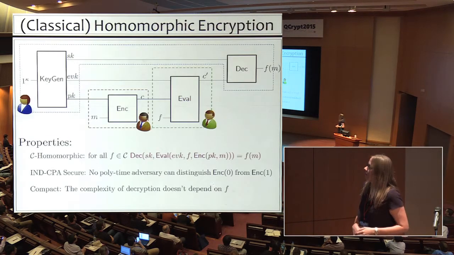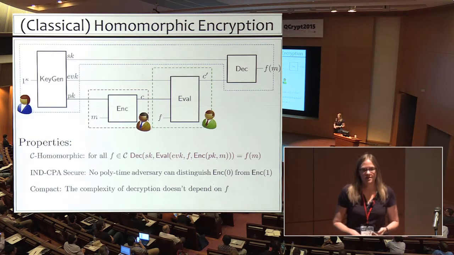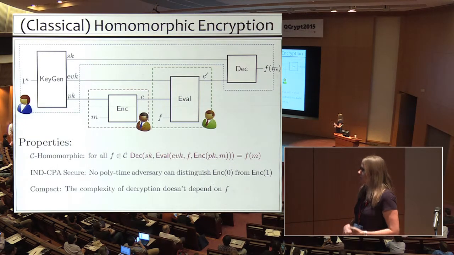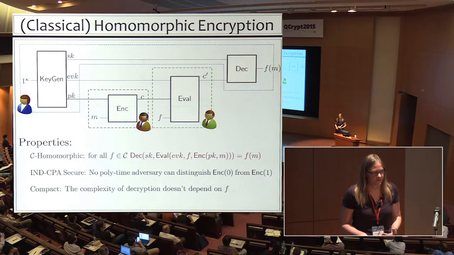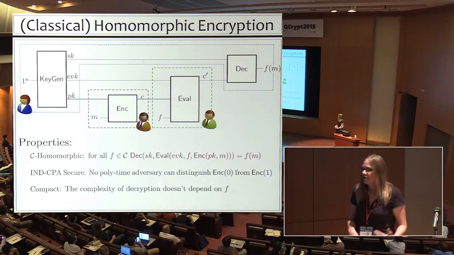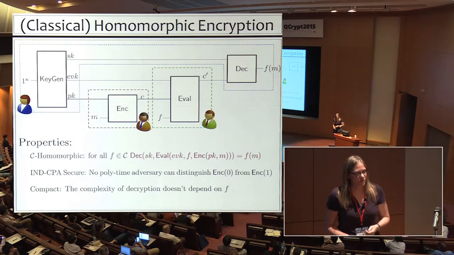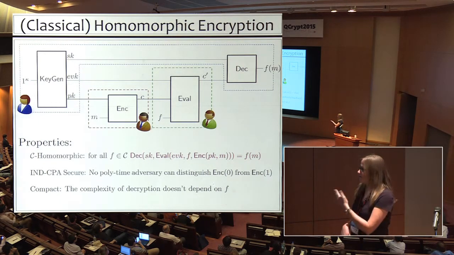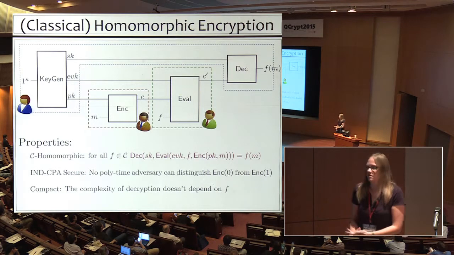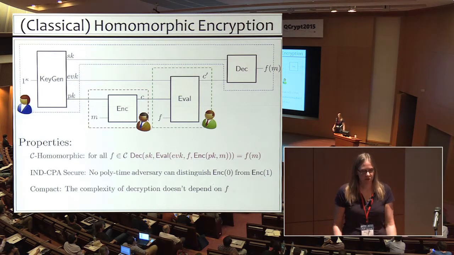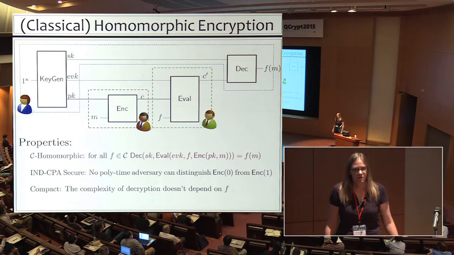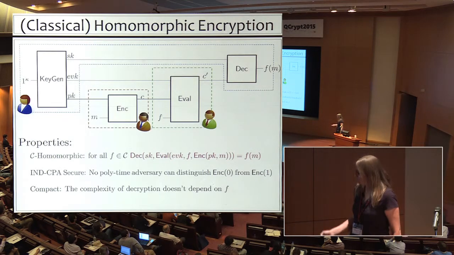So the final property that we require is compactness. The complexity of decryption should not depend on the evaluated function f. So we shouldn't be able to just push all of the work of evaluating f into the decryption procedure. It should all be done in the evaluation procedure. And so a scheme which is compact, CPA secure, and homomorphic for the set of all classical circuits is called a fully homomorphic encryption scheme.